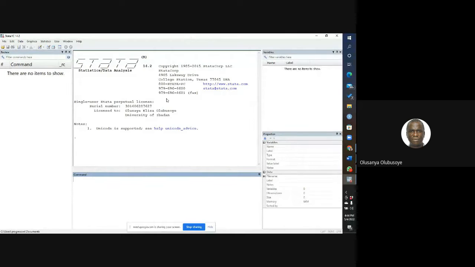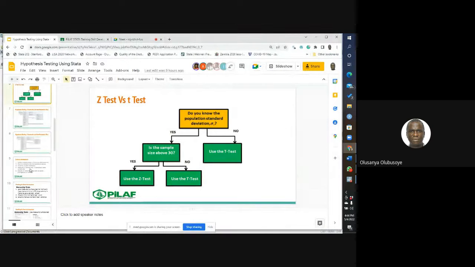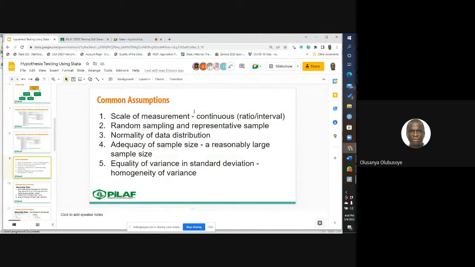So, what makes the difference between parametric and non-parametric? It is the underlying distribution, which I later mentioned to you.